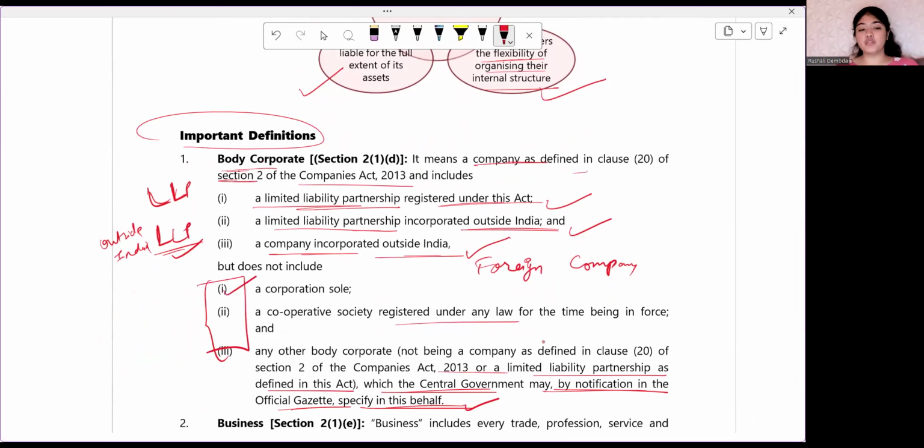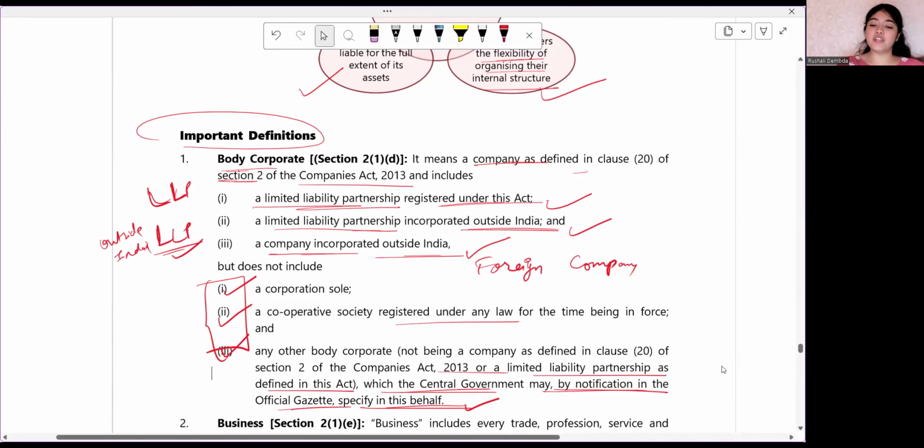A corporation sole, a cooperative society made by the people, like they come together and make a cooperative society. Any other body corporate which the government may say, okay, this is not a body corporate. The government gives the list, these companies or these entities will not be called body corporate. So they will be excluded from being called body corporate.